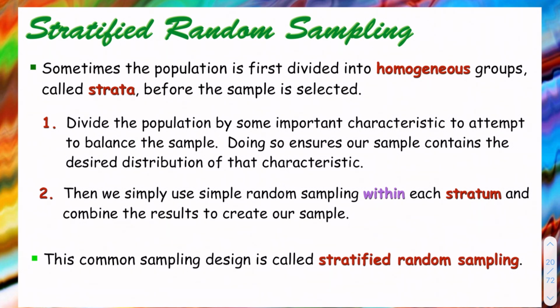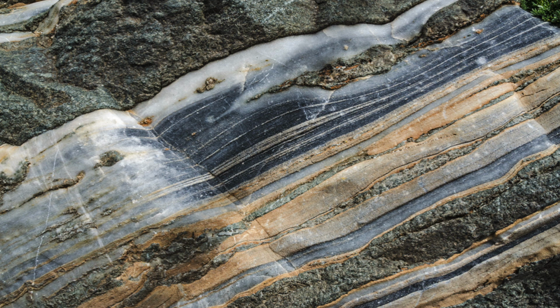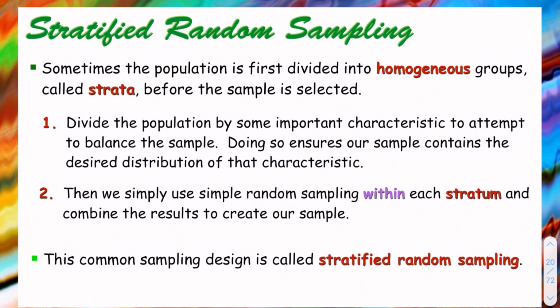So the first different way that you could utilize with or exclusively from simple random sampling is stratified random sampling. Sometimes the population is first divided into homogeneous groups. We call those strata. I want you to think rock layer formations, and you separate the layers, which are called strata, which designate different timelines. That's what we mean by stratification. So divide the population by some important characteristic to attempt to balance the sample. Doing so ensures our sample contains the desired distribution of that characteristic.